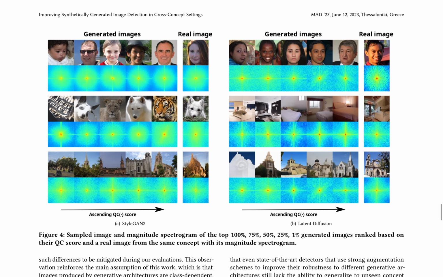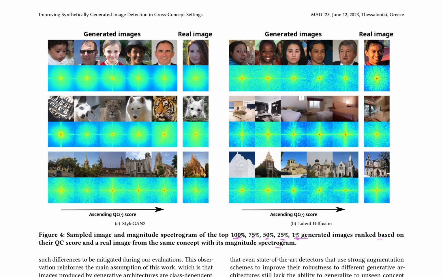As you can see in this particular figure, sampled images and magnitude spectrogram of the top 100%, 75%, 50%, 25%, 1% generated images ranked based on their QC score and the real image from the same concept with its magnitude spectrogram.